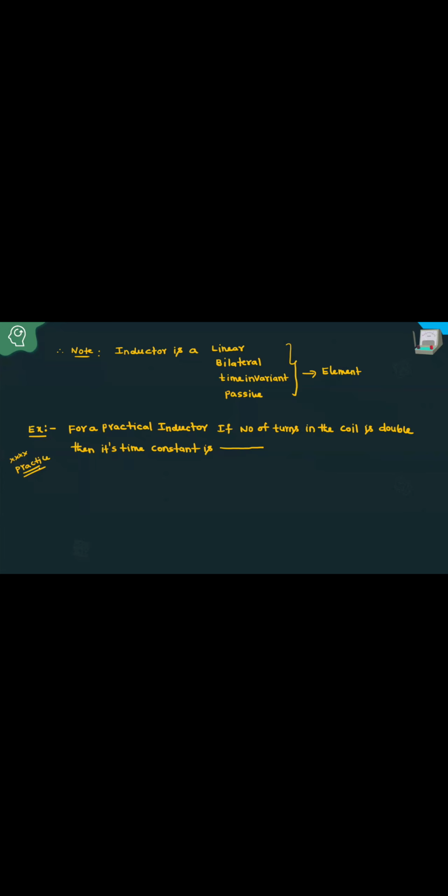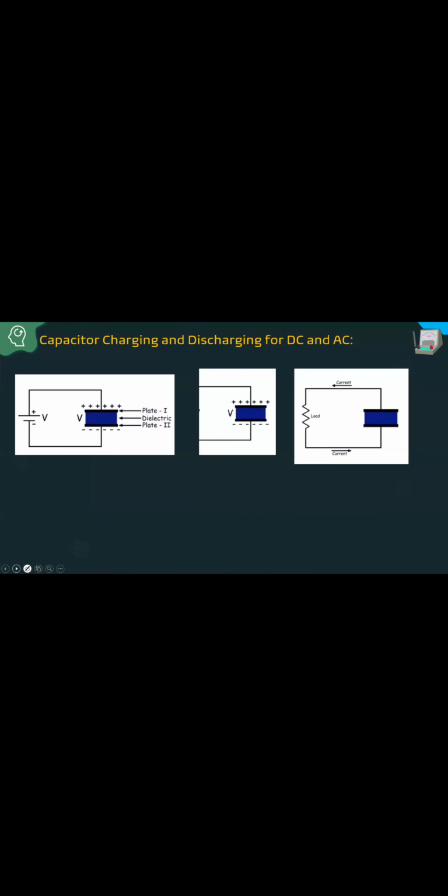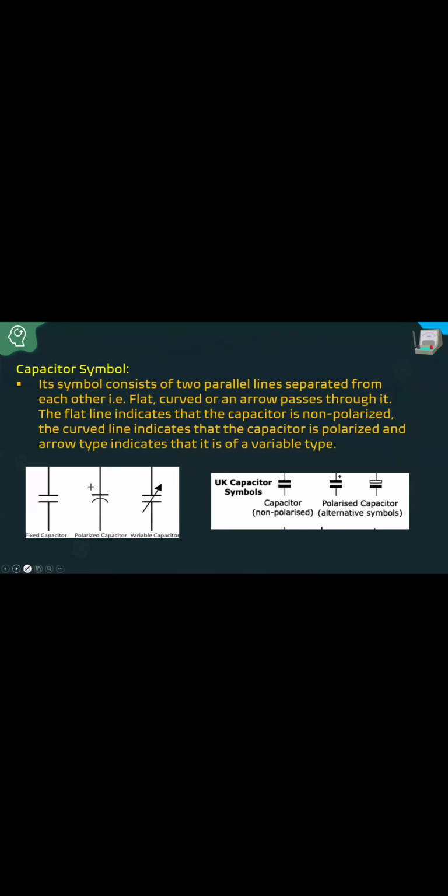Friends, this is the detailed discussion of inductance. Then we have to start the capacitance. When I start this, it will not complete. Better to continue tomorrow. In tomorrow's class, I will complete this capacitor concept. Then we will see some practice questions with respect to inductor and capacitor. All these practice questions I will solve.